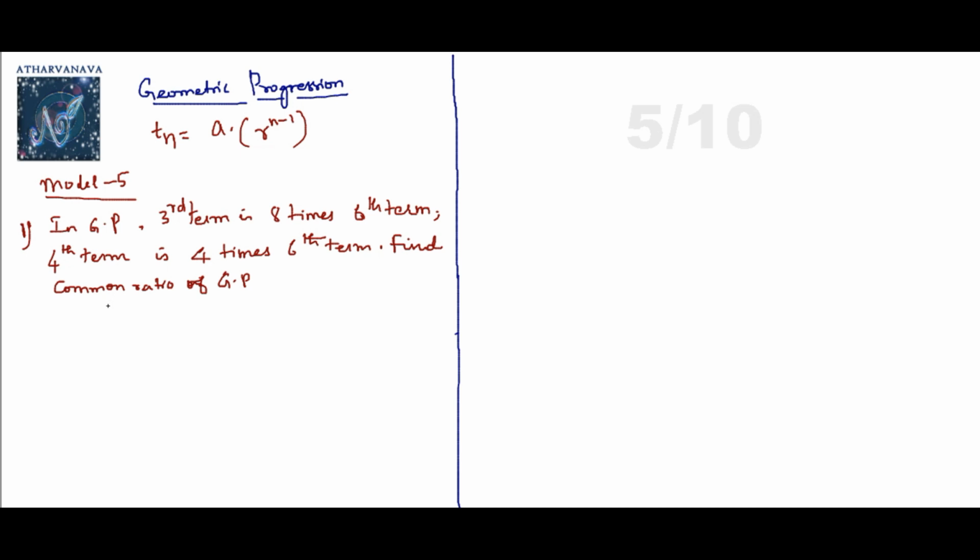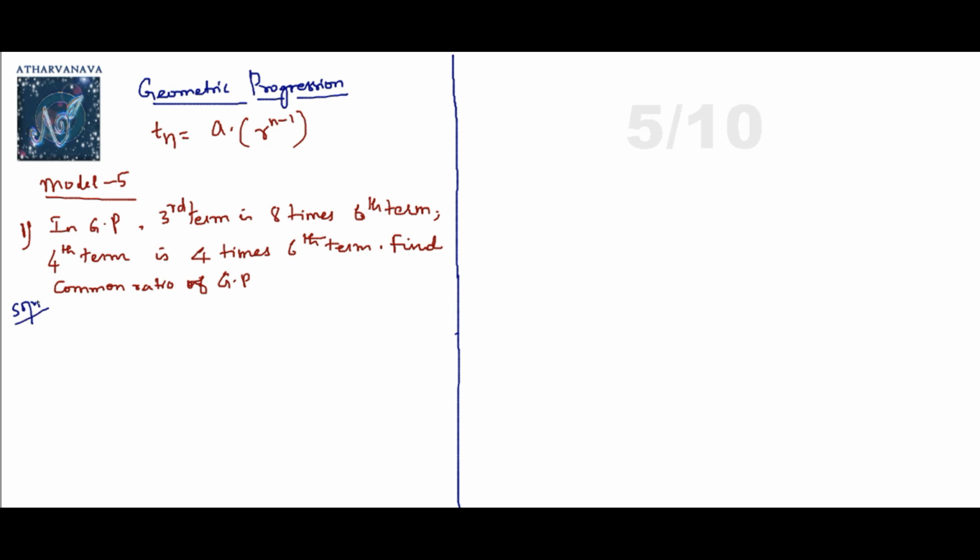Welcome back. We have seen 4 models already in geometric progression using the nth term formula, Tn is equal to a into r power n minus 1. This is the 5th model, and the question is: in a GP, the third term is 8 times the 6th term, and the fourth term is 4 times the 6th term. Find the common ratio of the GP. So this is the question which is given.